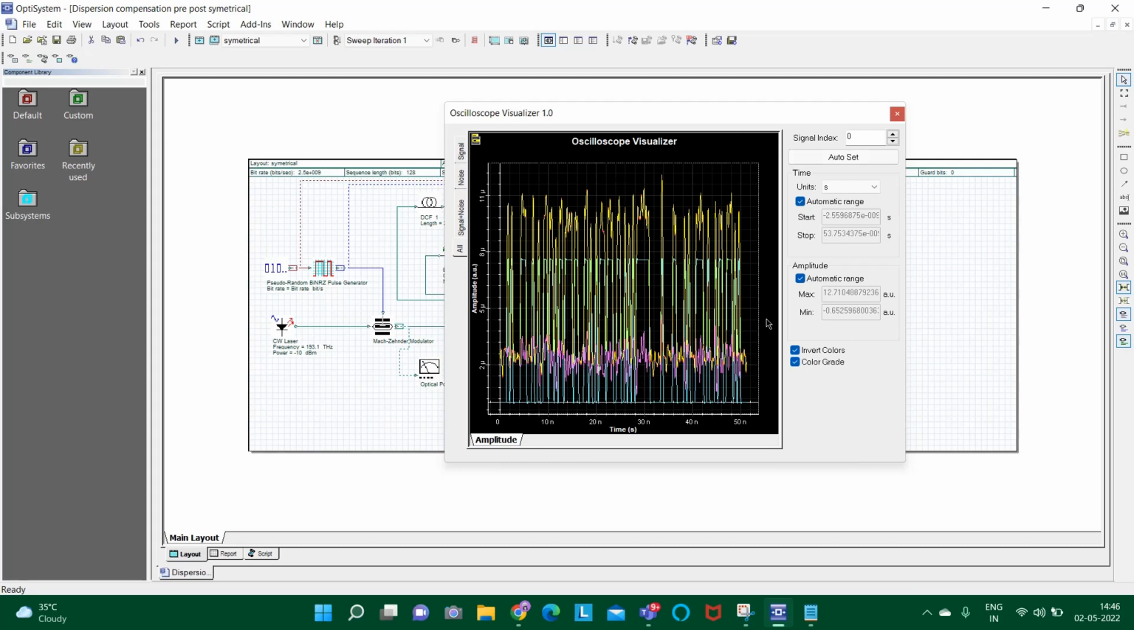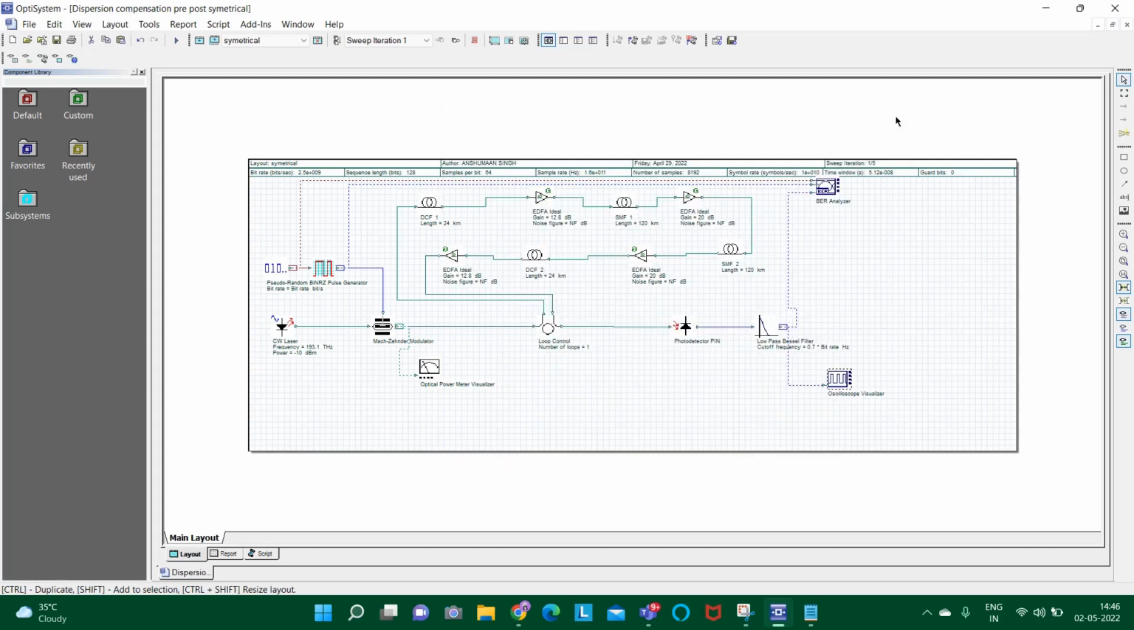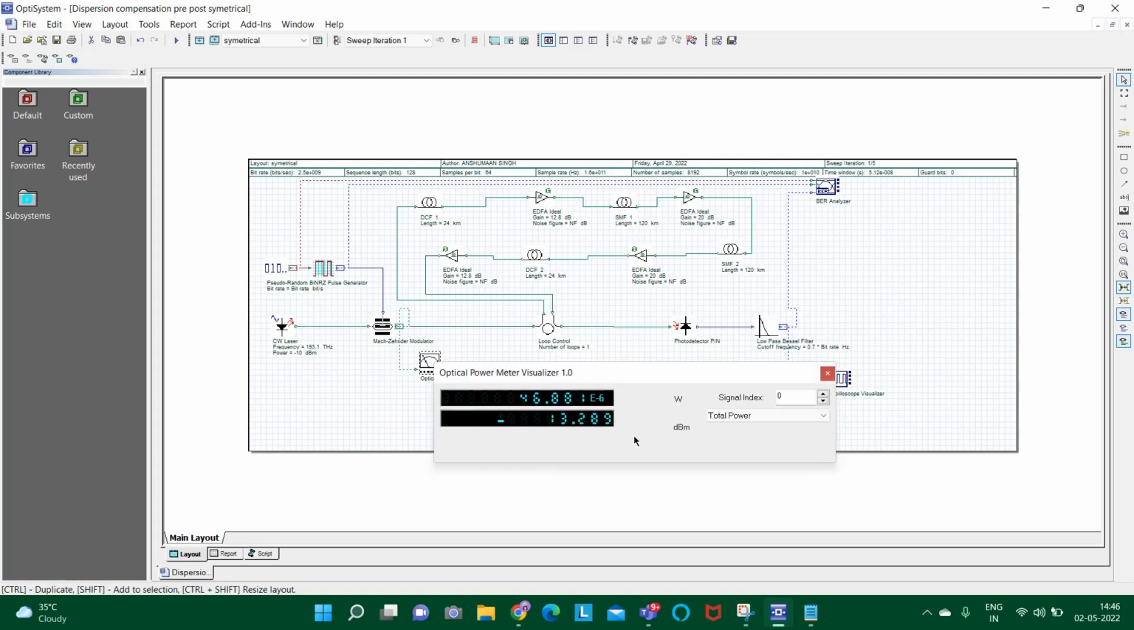So this is the pre compensation technique. Also, if I click the optical power meter, I also get the total power, which is minus 13.289 dBm.